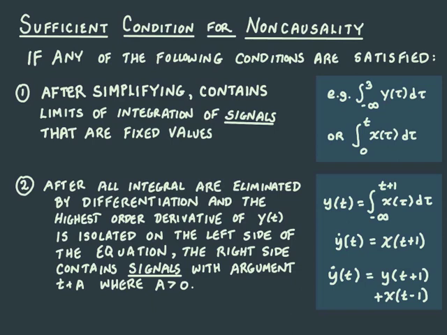Another example of a non-causal equation is the third equation in the box on the right-hand side. y dot of t equals y of t plus 1 plus x of t minus 1. Here you can see it's dependent upon the signal y at time t plus 1. Therefore, this equation satisfies condition number 2 for non-causality, and so this differential equation represents a non-causal system.